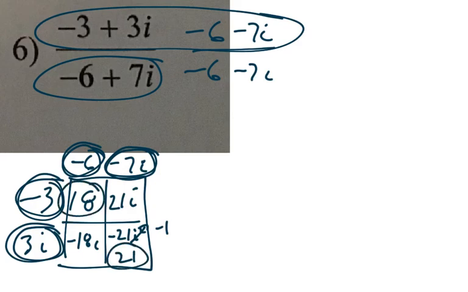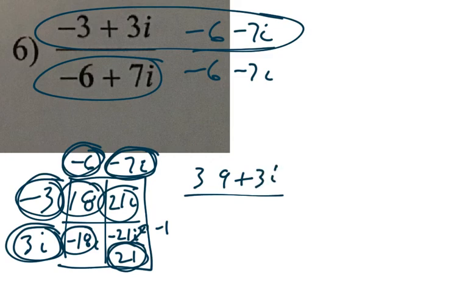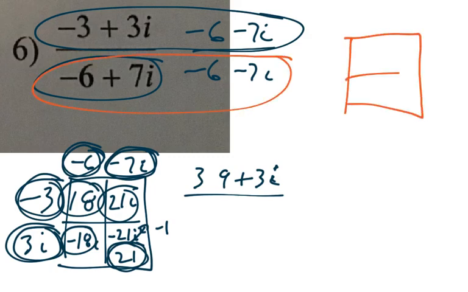So guys, notice here is my answer so far. 39 over... 21 minus 18 is a positive 3i. Now let's do the denominator. So I'm going to take negative 6 plus 7i, times it with its conjugate, which is negative 6 minus 7i.